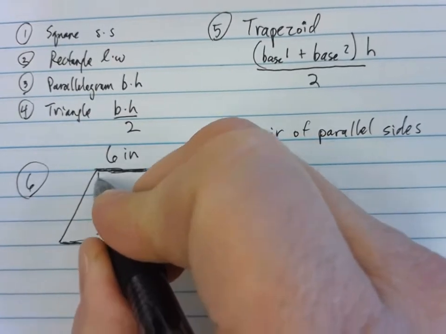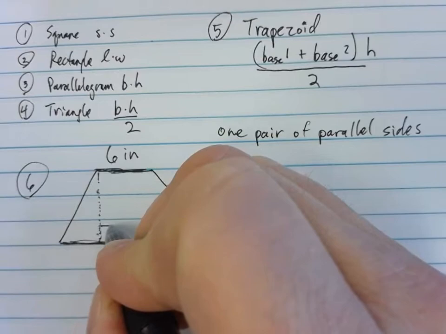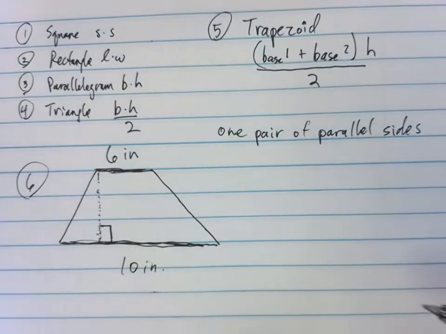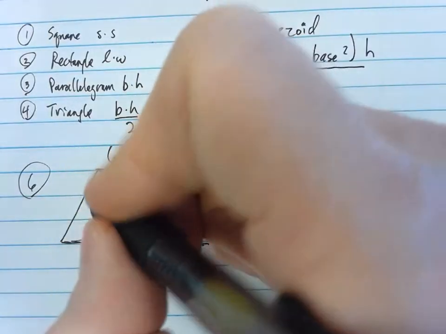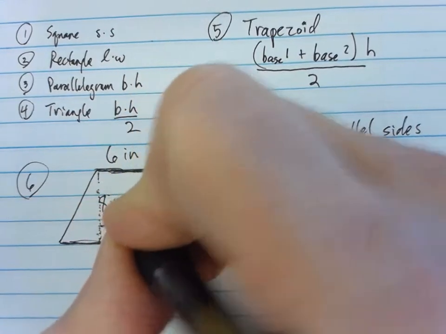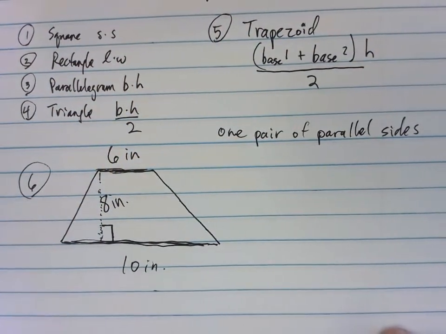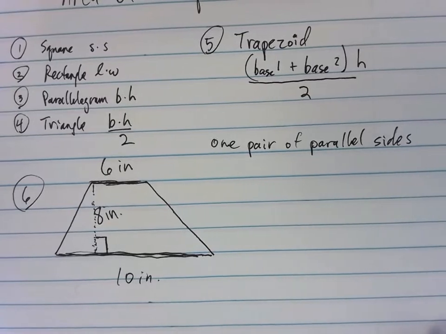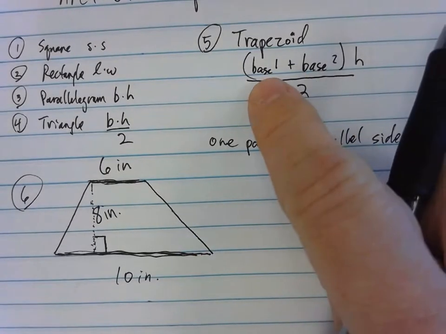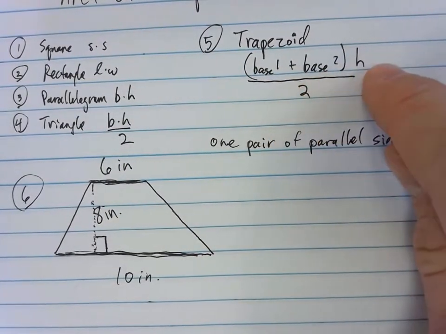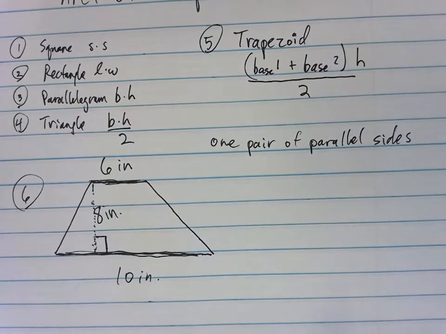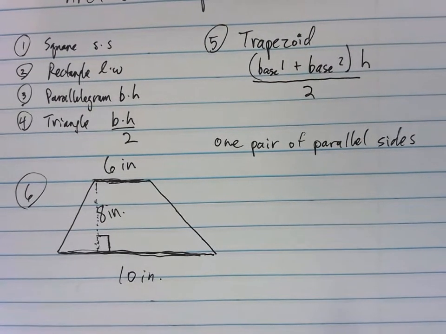Of course, we saw this with triangles when we looked at them before. You've got the little square part right there, that little right angle. And let's say that this is 8 inches. Okay? So if we use our formula that we've got up here, we've got to do base 1 plus base 2 times the height, and then divide it by 2.